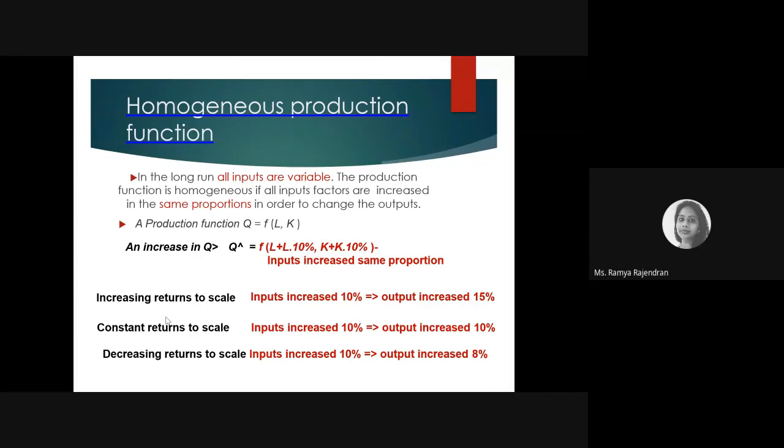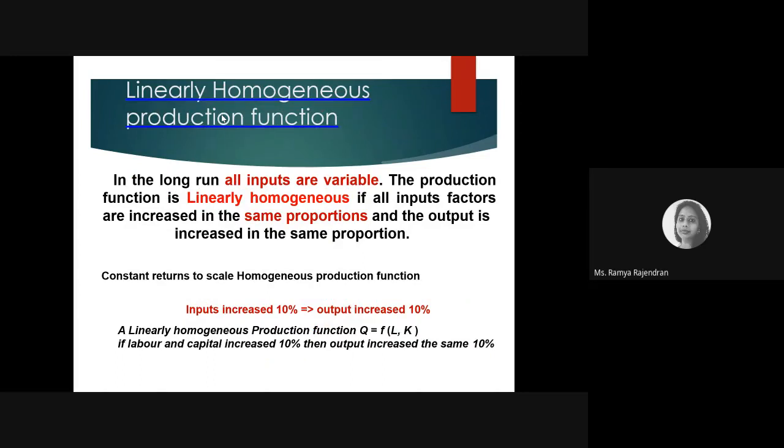When you have constant returns to scale in a homogeneous function, you can call that a linearly homogeneous production function. So when the inputs are increasing by 10%, your output is also increasing 10%. We call that constant returns to scale. When you draw the graph, you can see that it's a linear homogeneous production function because the factors and the output are all increasing by 10% only.